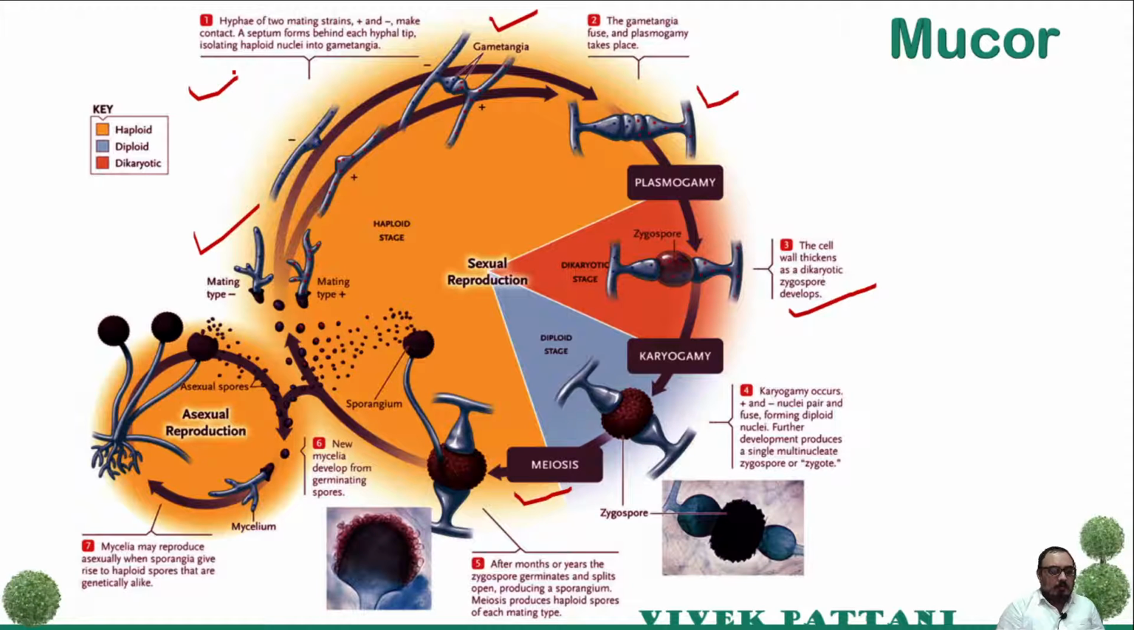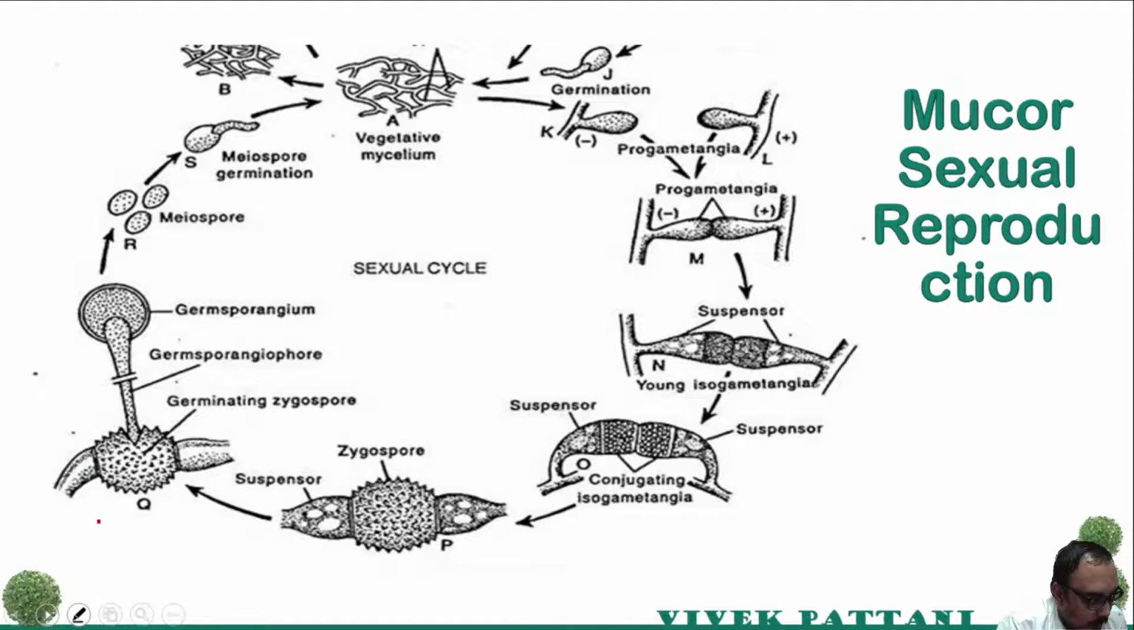After months or years, when the conditions are favorable, the zygospore germinates and splits open, producing a sporangium which produces haploid spores through the process of meiosis, and each spore will develop into a new fungus. This is just for your diagram. You can draw any of the diagrams, whichever you want to draw.